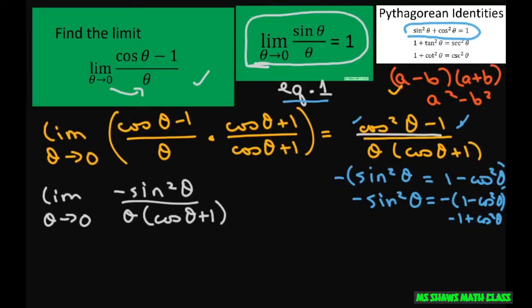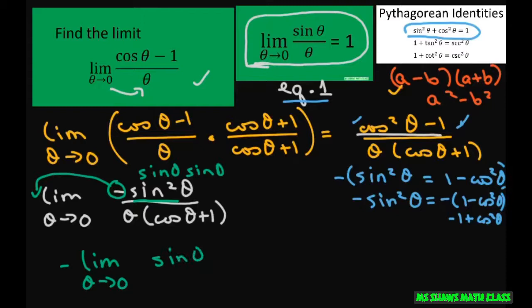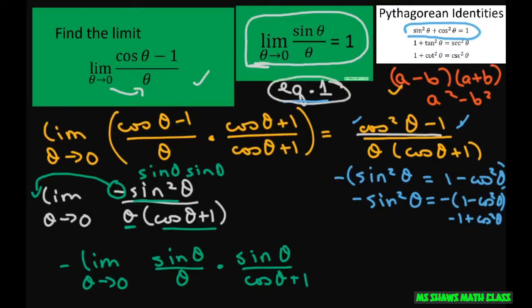Okay, the next step is to pull this negative in front of my limit, and then break up sine squared as sine theta times sine theta. So we get negative the limit as theta tends to 0 of sine of theta divided by theta, times sine of theta divided by cosine theta plus 1. Why did I do that? I want it to look like equation 1. We already know when we take this limit, it is going to equal 1.